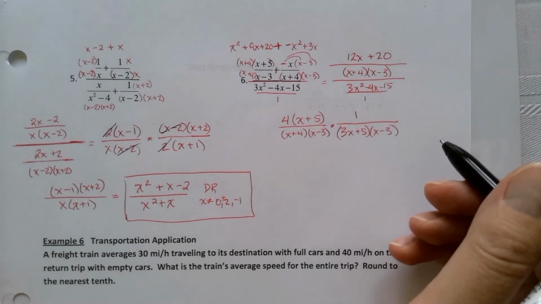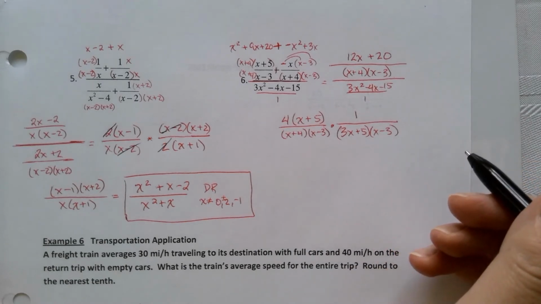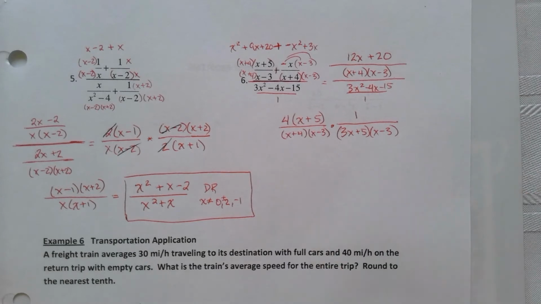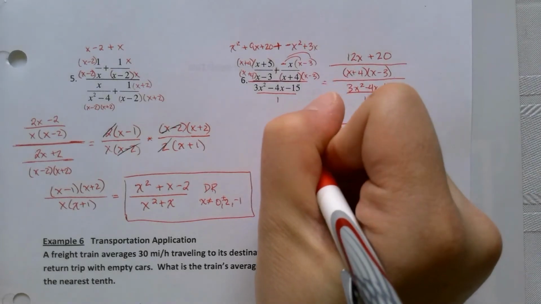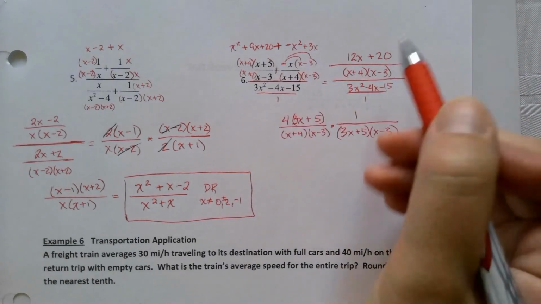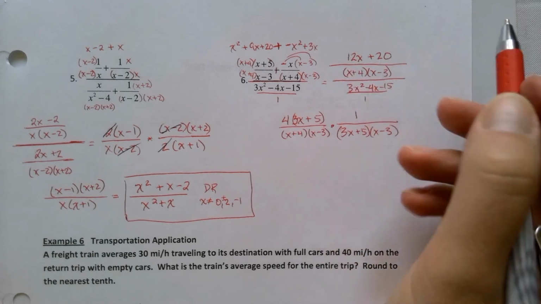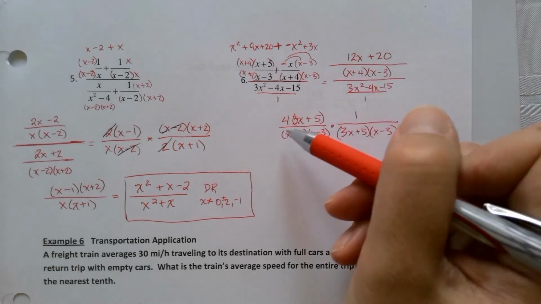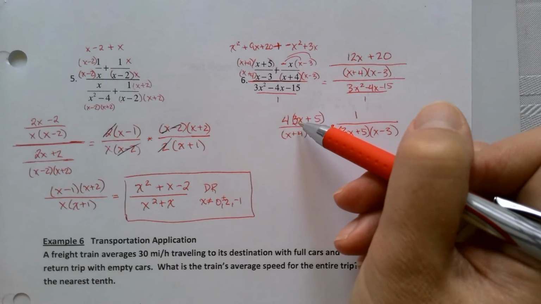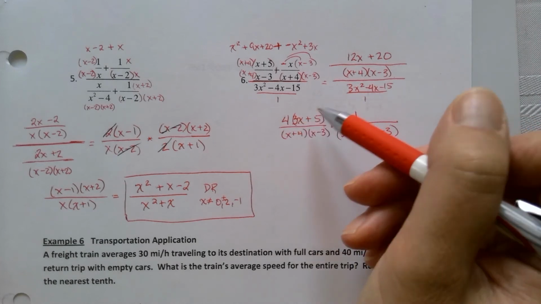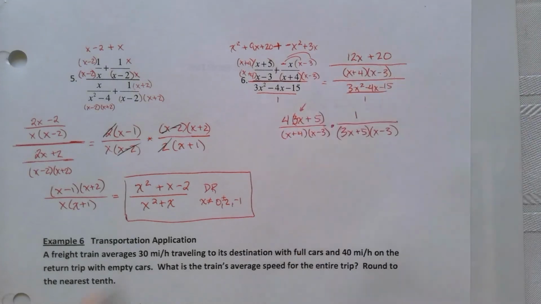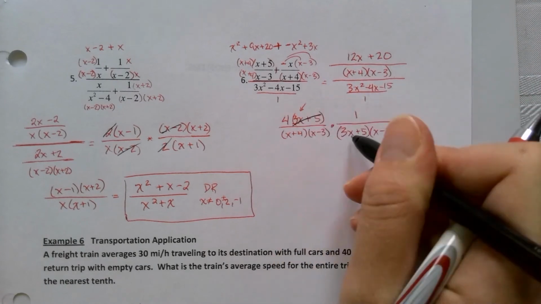As much as I wanted this to cancel, I missed this right here. This should have a 3. Sorry about that. Double check. I had a 12x plus 20, and I thought nothing is canceling, and I realized that when I took out the 4, I missed my 3. Okay, so I had an error right there.